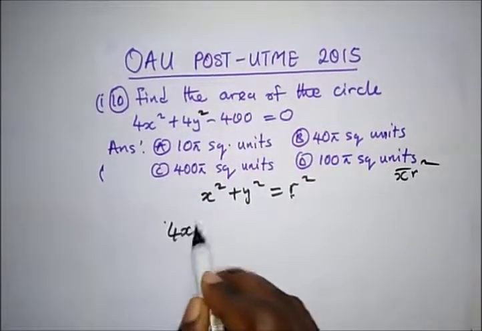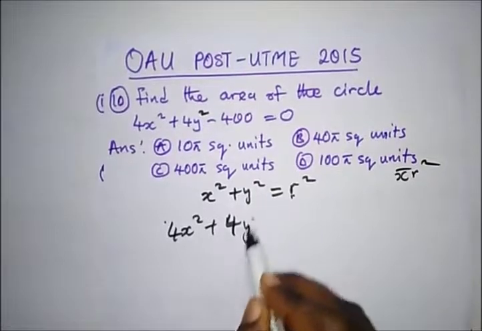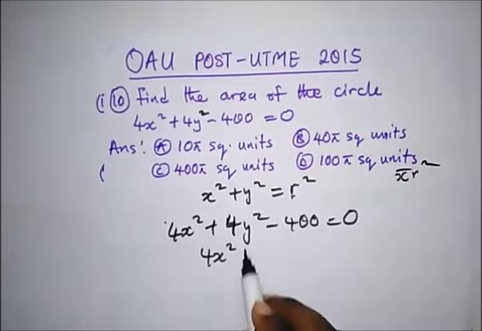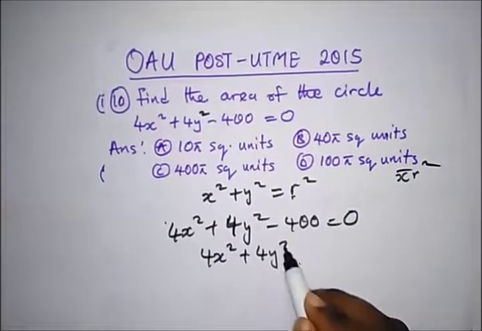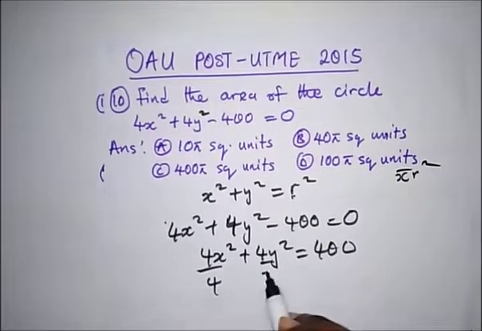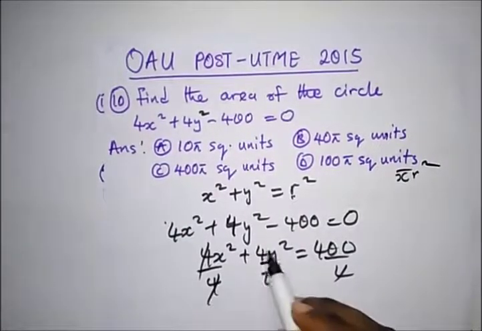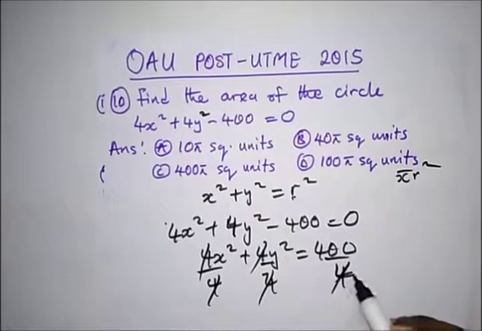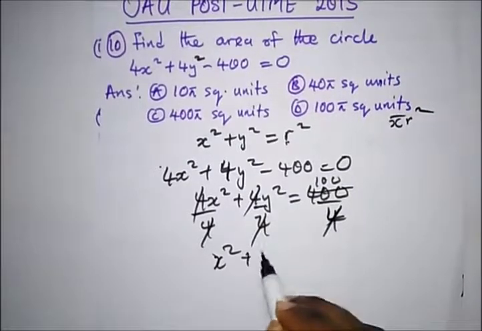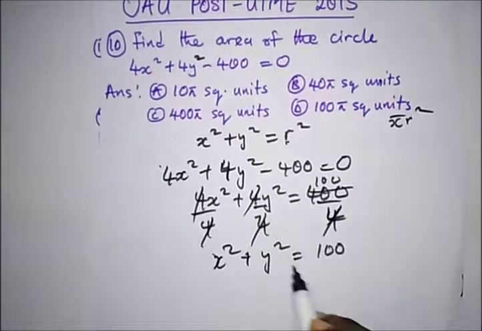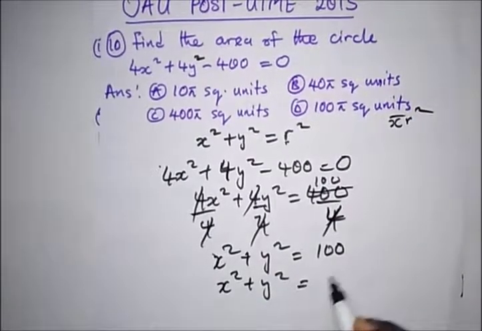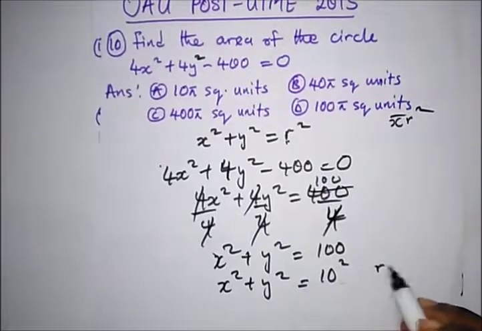We have 4x squared plus 4y squared minus 400 equal to 0. So we have 4x squared plus 4y squared equal to, take 400 to this side, 400. We divide everything, both sides, by 4. This will cancel, this will cancel, this is a 1, this is 100 here. So we're left with x squared plus y squared equal to 100. Let me write this down here: plus y squared is equal to 10 squared.